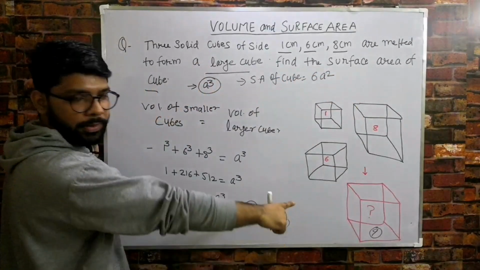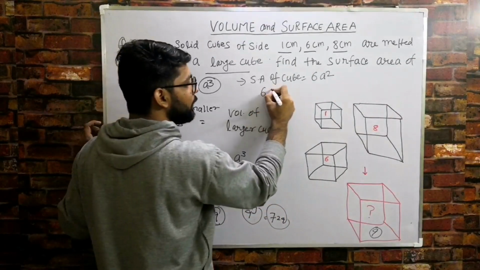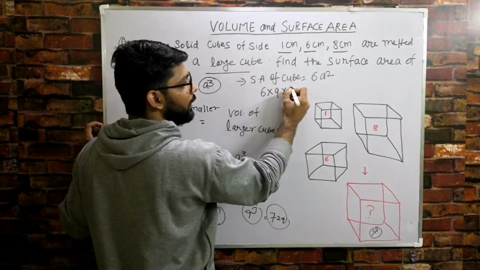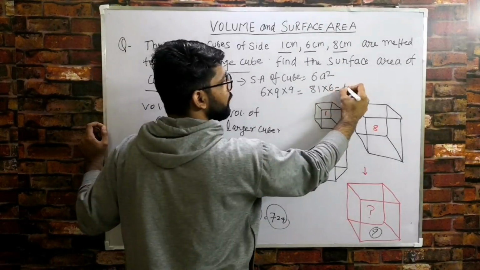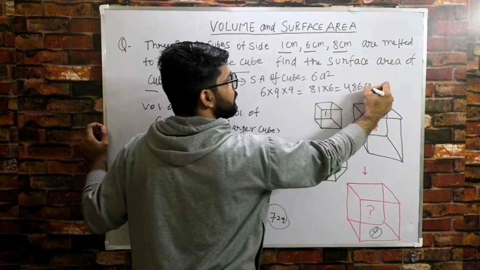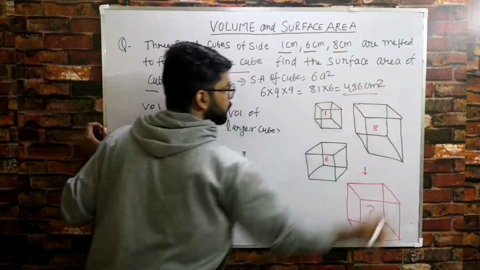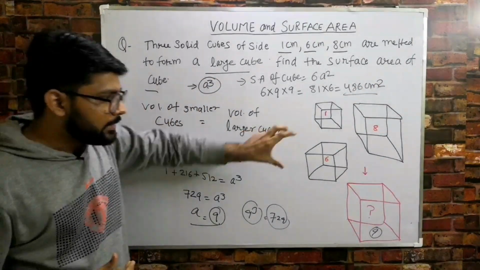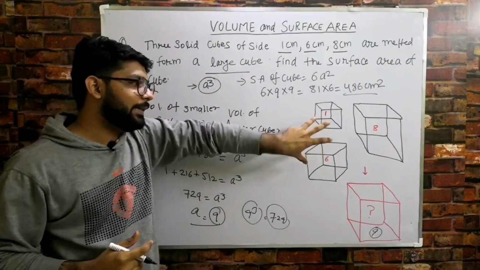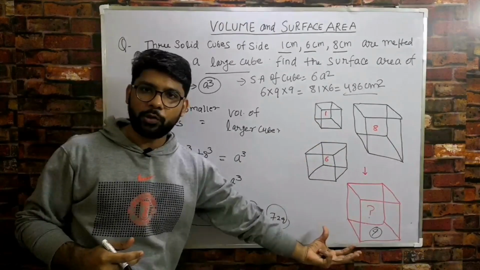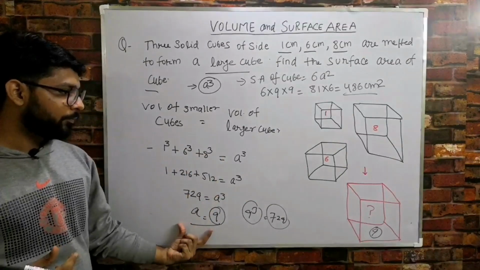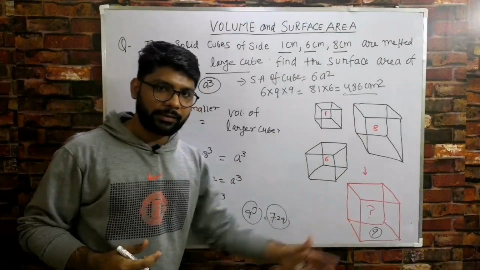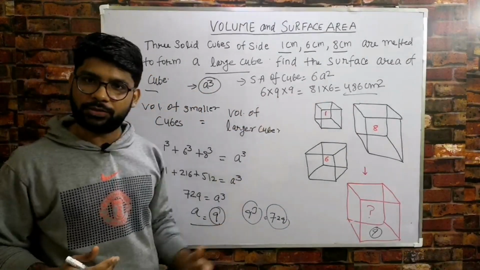हमें पता है a की value हमारे पास 9 आ गई है, तो 6 into 9 into 9 means 81 into 6 is equal to 486 centimeter square. So you can calculate. Here the catch is, you have to remember the volume of the melted cube will be equal to the volume of the new cube. अगर आपको ये चीज याद है, then you can find out the dimension of the new cube. इस नए cube की dimension निकाल सकते हो, then you can find out the area very easily.